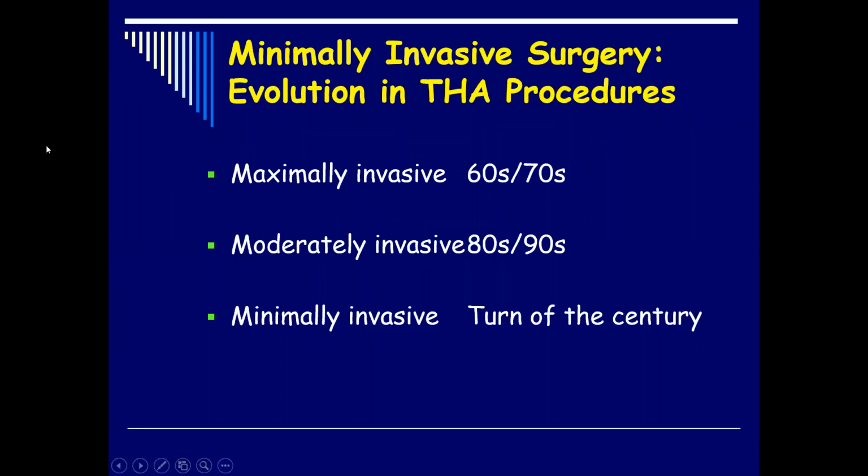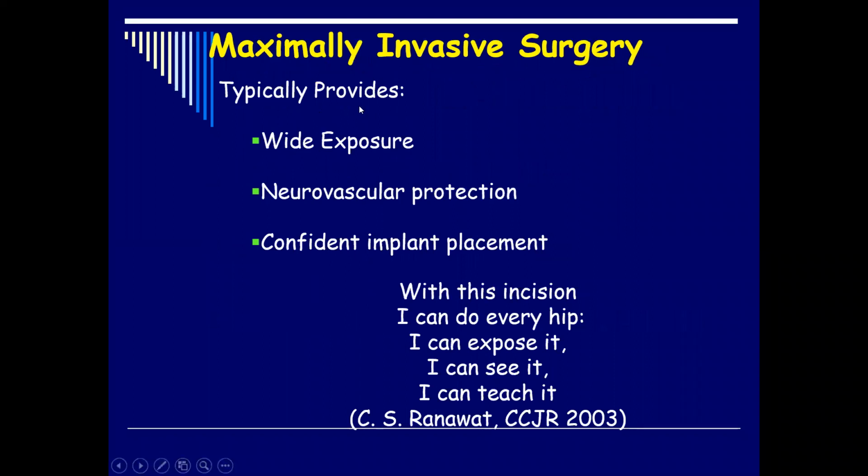But now I want to expose in such a way that I am able to show all my assistants the structures. Number one, I am able to align my component, and I am able to see everything I'm doing. That should be the exposure. Dr. Ranawat's statement: provide good exposure, whether it is maximum or minimum, neurovascular protection, and confidence of implant placement. I told you. So what Ranawat said, with this incision, I can do every hip, whether it is a difficult or normal hip. I can expose it, I can see it, I can teach it. This is what I'm following for more than 15 years. And that's the reason my exposure is now 10 centimeters or maybe 15 centimeters. I never do a 7 centimeter incision now.